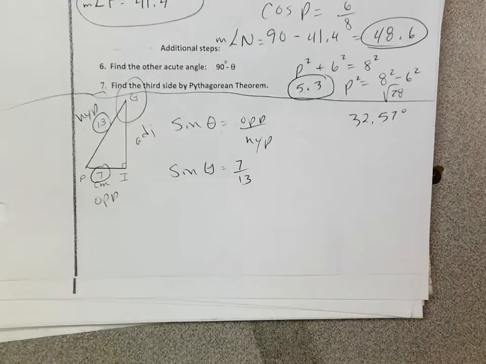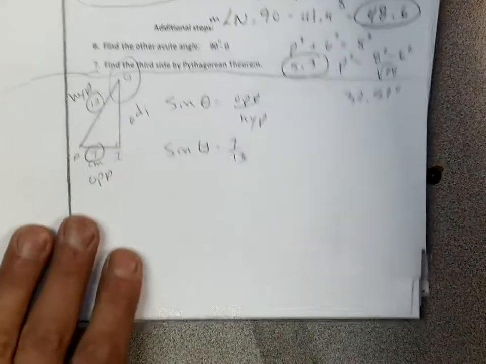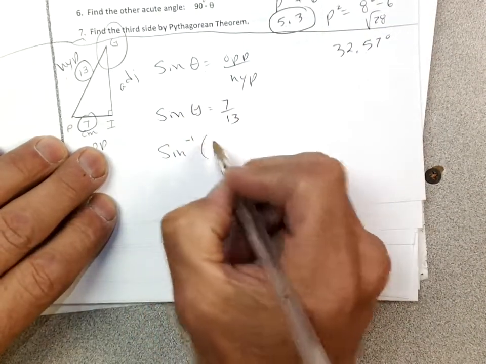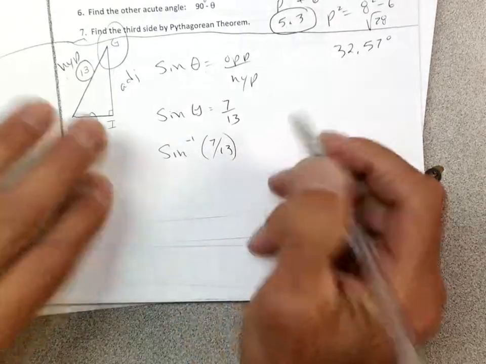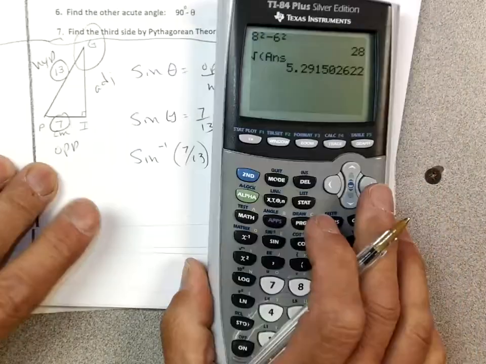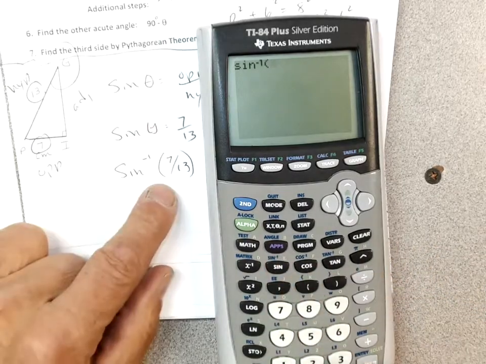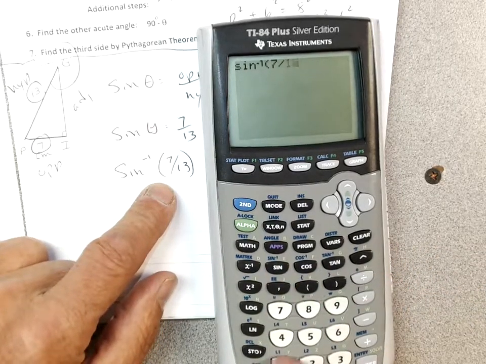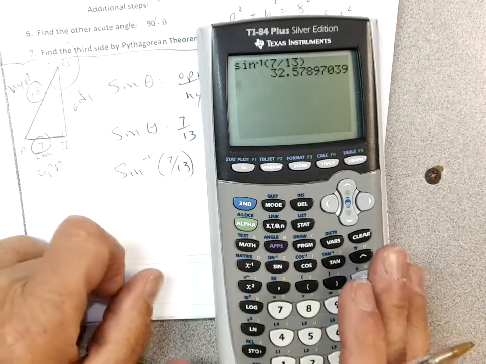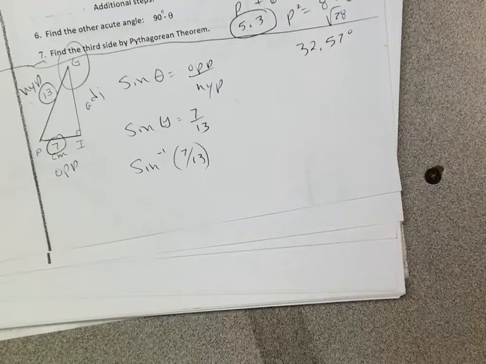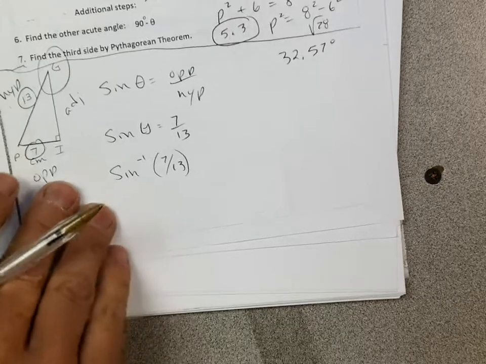But if I want to find the angle, I have to use the inverse button. So sine inverse of 7 over 13. If we use our calculator, we go sine inverse of 7 divided by 13, and we get an answer of about 32.57. Everybody good? Okay, and we can solve the rest pretty easily. Let's turn the page, okay? Turn the page, everybody good?